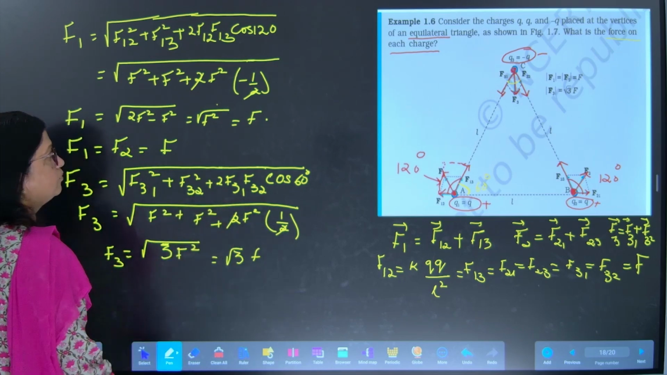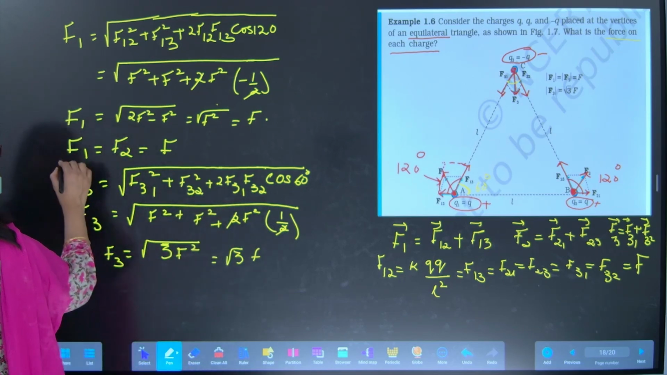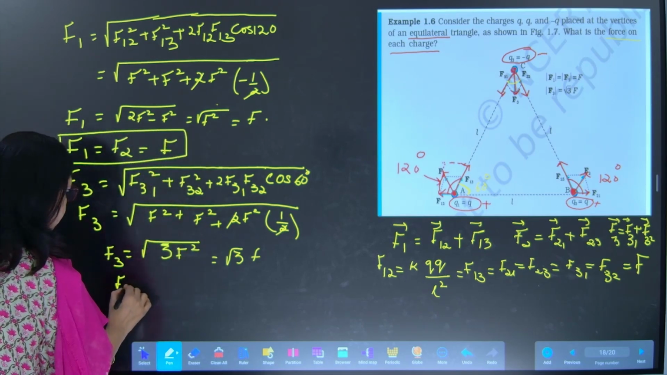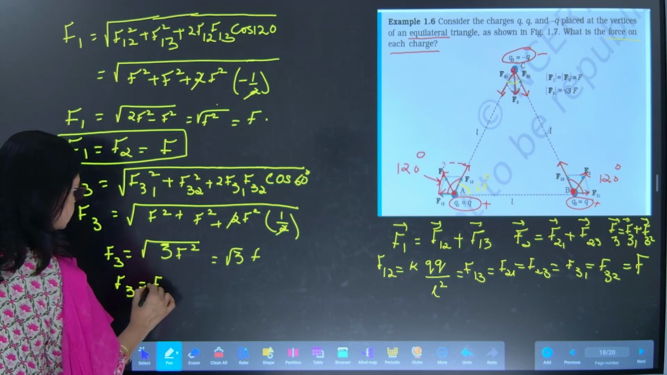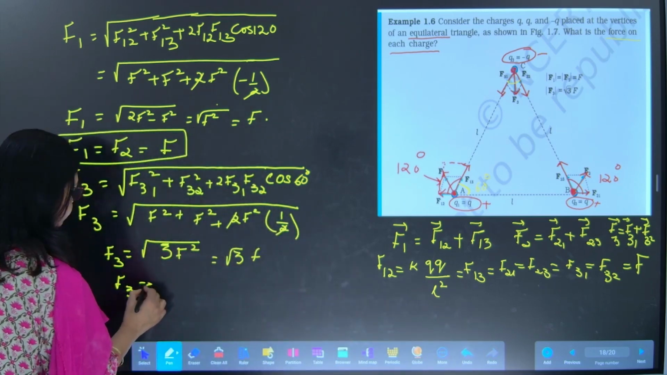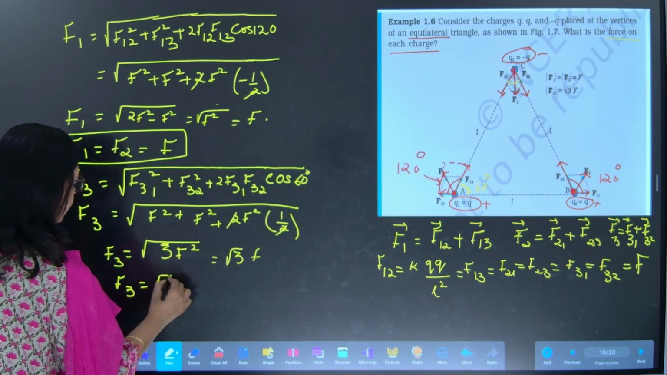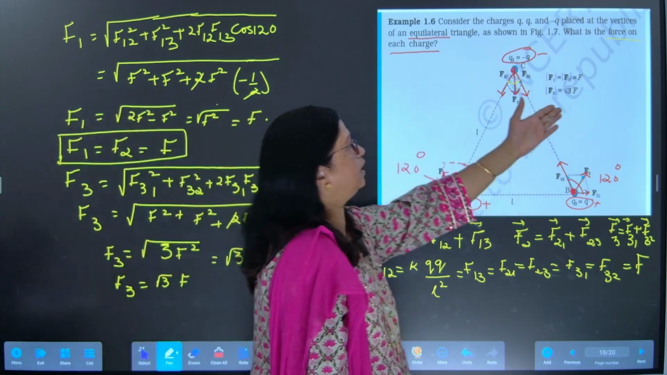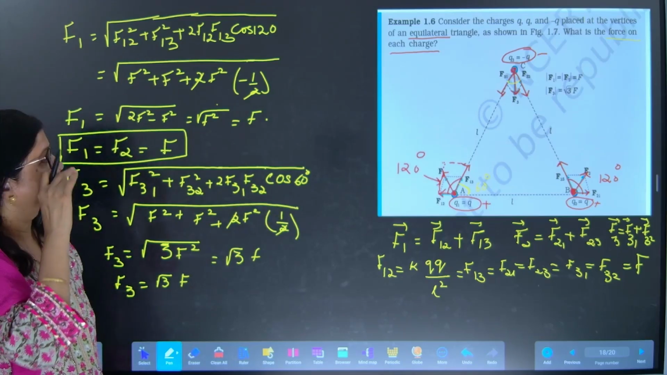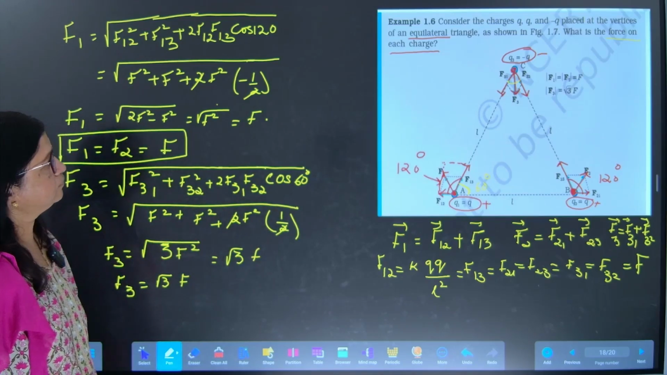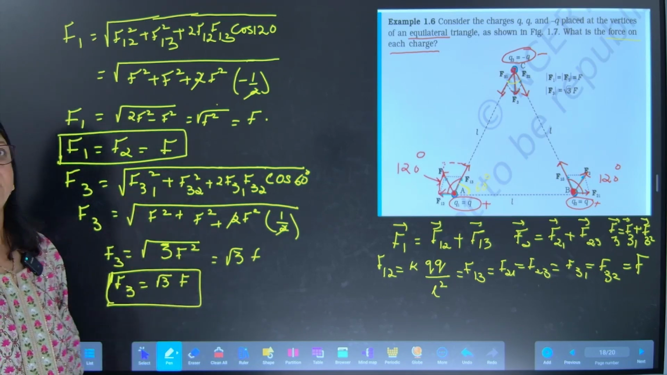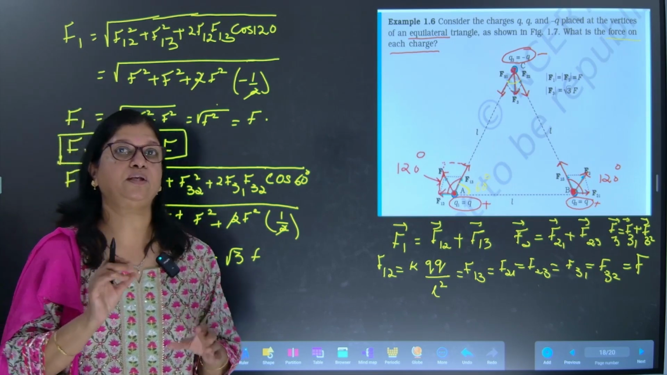So here I have the value of F1 is equal to F2 is equal to F, and F3 is equal to root 3F. As written here, F3 is equal to root 3F. You can even write modulus because that is the magnitude, right? Okay, so looking at the diagram and the result, we have calculated all the three forces on all the three charges Q1, Q2 and Q3.